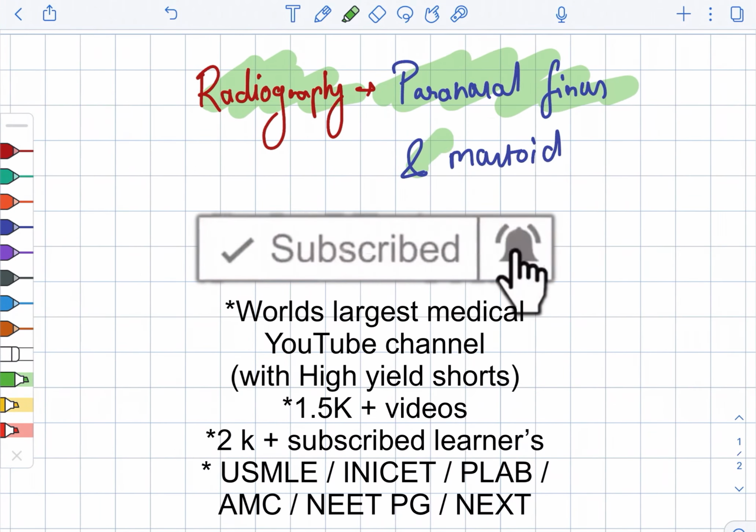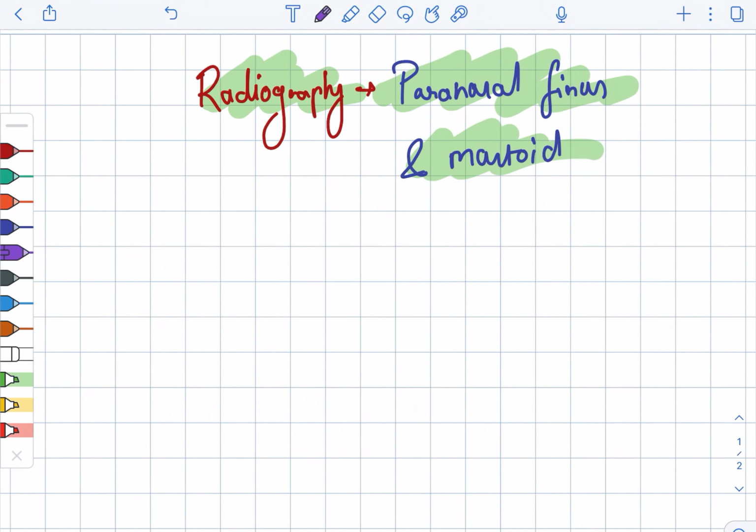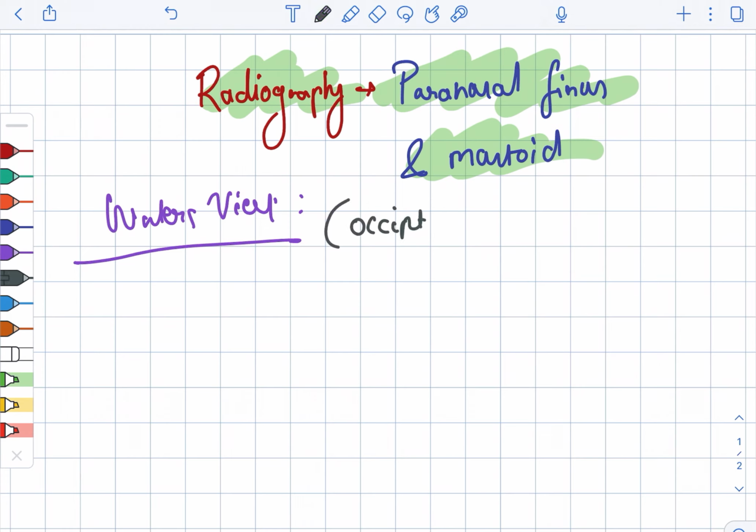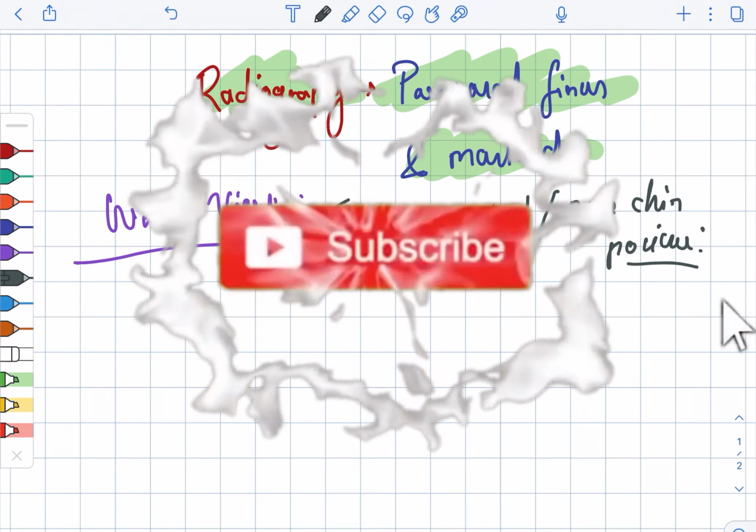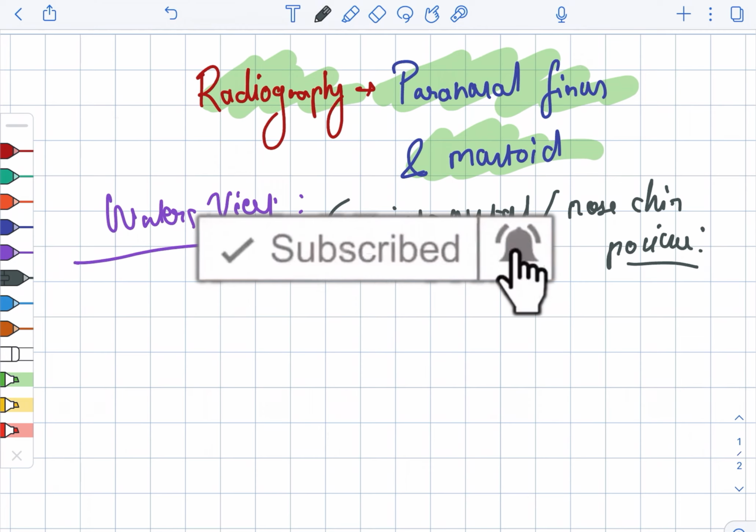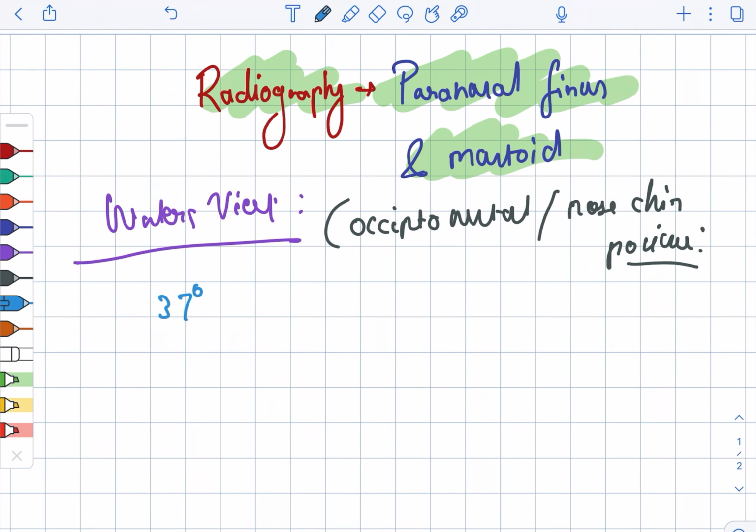Radiography of the paranasal sinus and the mastoid. So firstly we are going to look at the Waters view. This Waters view is done. It is the occipitomental or the nose chin position. And here the angle is 37 degrees.